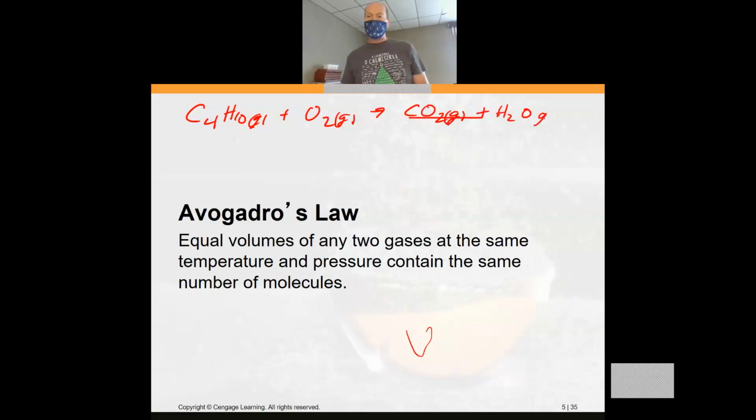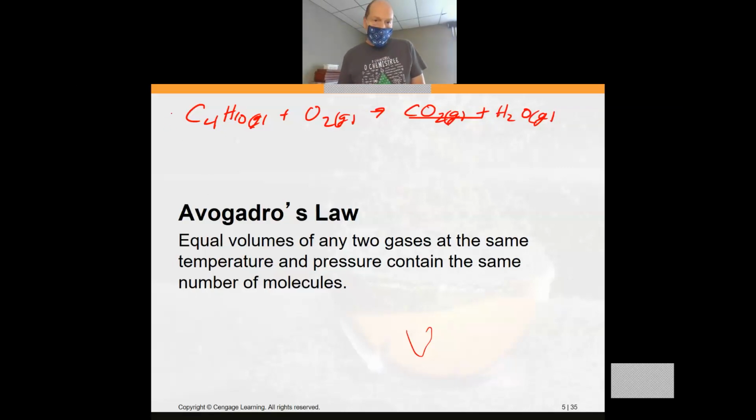Now this has to be given as a temperature higher than 100 degrees Celsius, or water is labeled as gas and you don't need a temperature. All these would be gases at 25 except for water. But in this case, I'm at higher than 100 degrees Celsius, and so I have water as a gas. The key is every reactant and every product must be a gas.